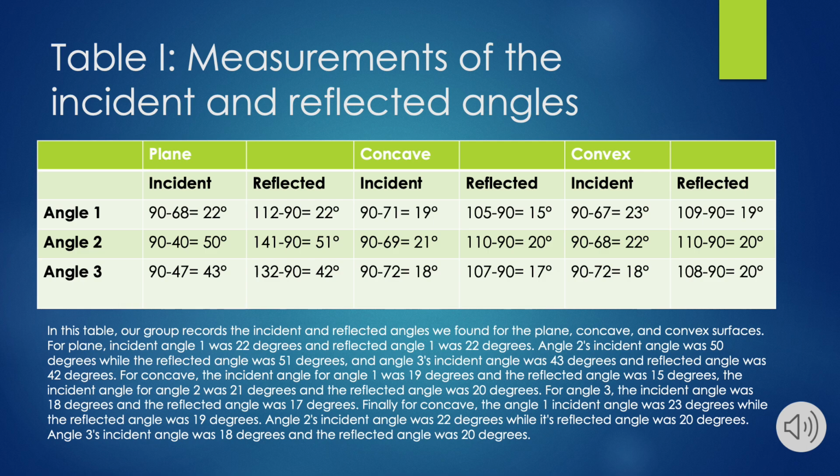For concave, the incident angle for angle 1 was 19 degrees and the reflected angle was 15 degrees. The incident angle for angle 2 was 21 degrees and the reflected angle was 20 degrees. For angle 3, the incident angle was 18 degrees and the reflected angle was 17 degrees. Finally, for convex, the angle 1 incident angle was 23 degrees while the reflected angle was 19 degrees. Angle 2's incident angle was 22 degrees while its reflected angle was 20 degrees. Angle 3's incident angle was 18 degrees and the reflected angle was 20 degrees.